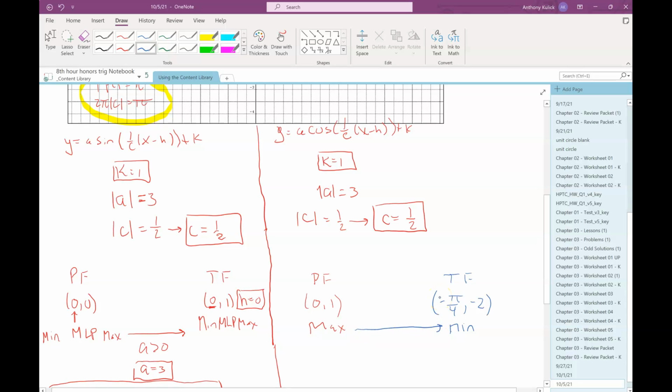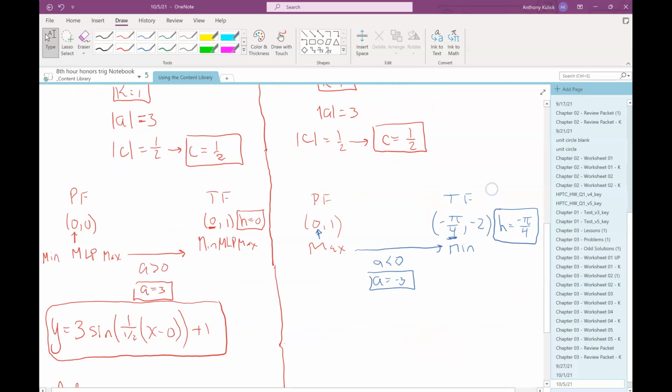Since these are not the same kind of extreme point, one is a max, the other is a min, that tells me that the a needs to be negative. But still, since my x-coordinate in the parent function is 0, my h needs to be the x-coordinate from the transformed function, and I have everything I need.